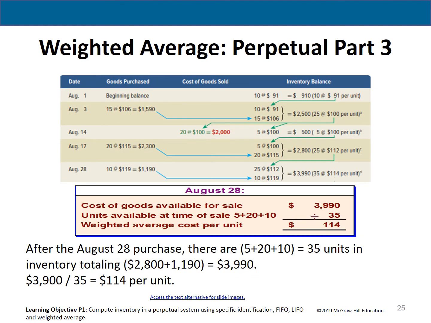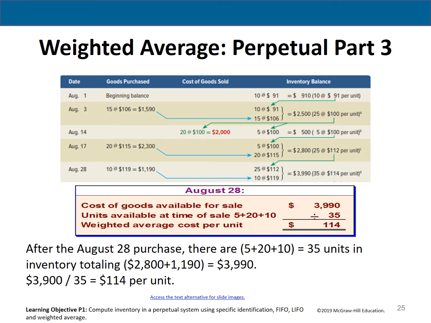But we don't sell more bikes, we buy more bikes. So now we have to figure out the new average cost per bike. Before this purchase, we had 25 bikes that cost $112 each. We bought 10 more bikes that cost $119. So the total cost of all the bikes, $39.90, is 25 times 112, or $2,800, plus the $1,190, $3,990. Divide that by the new total number of bikes.